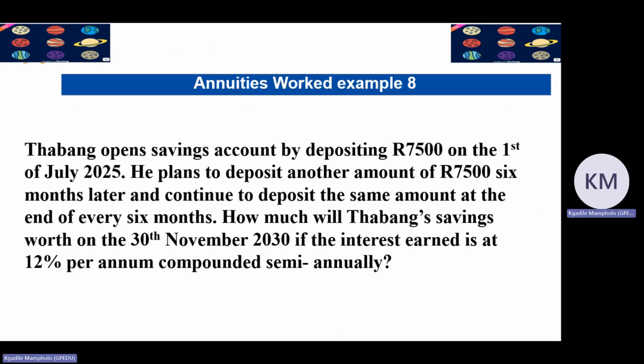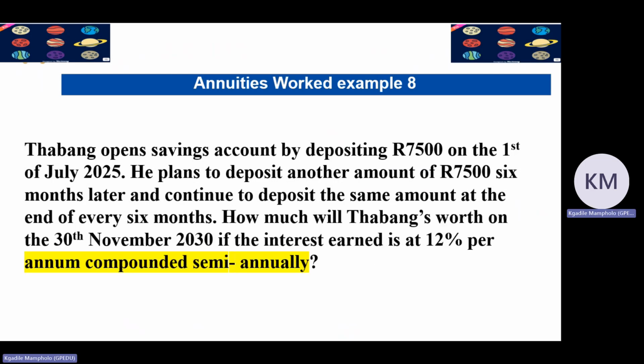Thabang opens a savings account by depositing 7,500 on the 1st of July 2025. He plans to deposit another amount of 7,500 6 months later and continue to deposit the same amount at the end of every 6 months. How much will Thabang's savings be worth on the 30th of November 2030 if the interest earned is 12% per annum compounded semi-annually?